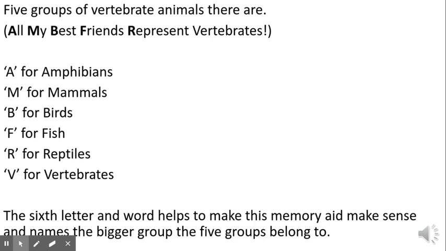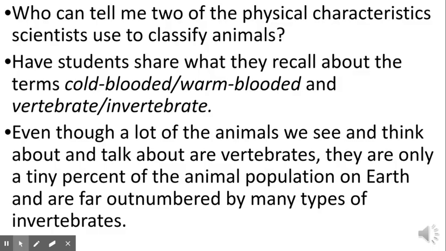A is for amphibians, M is for mammals, B is for birds, F is for fish, R is for reptiles, and V is for vertebrates, right? All my best friends represent vertebrates. All right. So that's a way to remember your different groups.